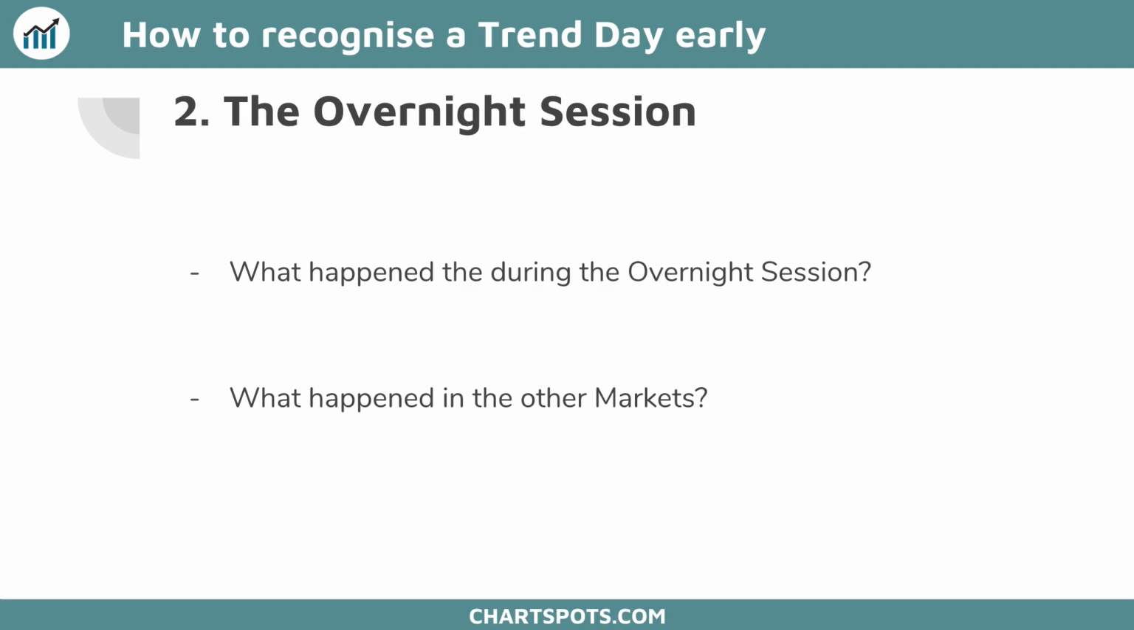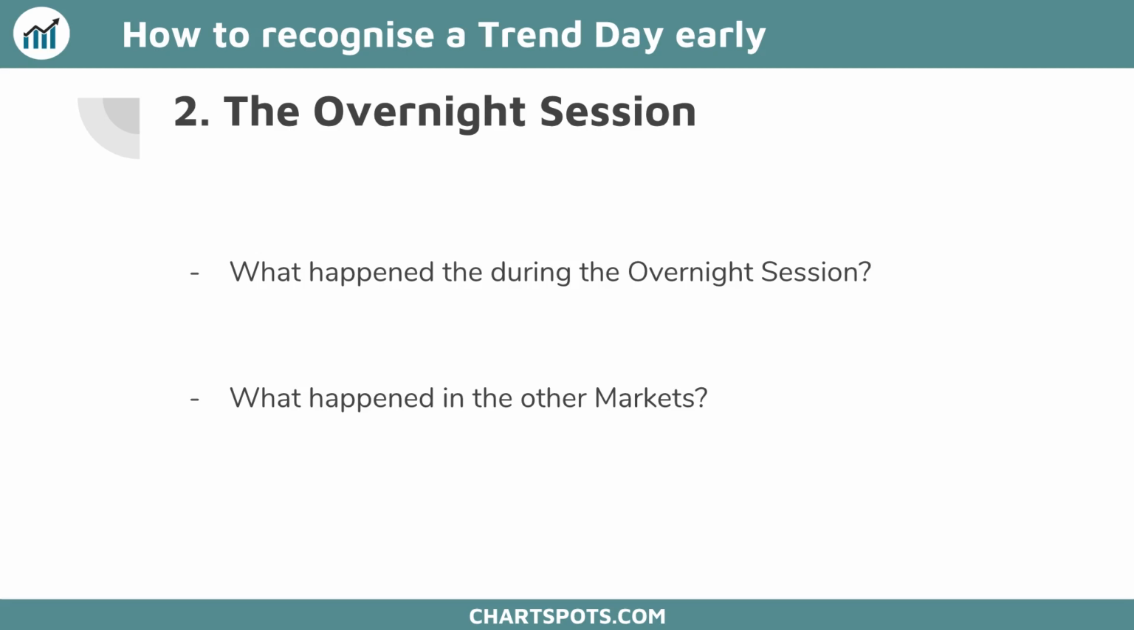The next one I look at is the overnight session. So let's say you trade the ES or the FDAX. The ES has a Globex session which runs through the whole Asian and European session. So that's important to look at what happened there. Were we in balance or not? Was there price discovery going on? And what happened? Where did we end up?